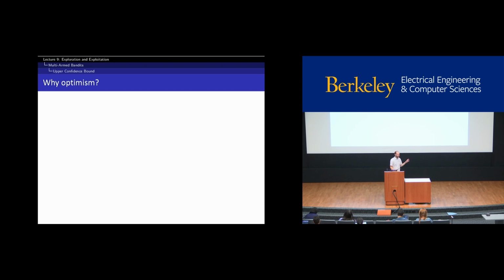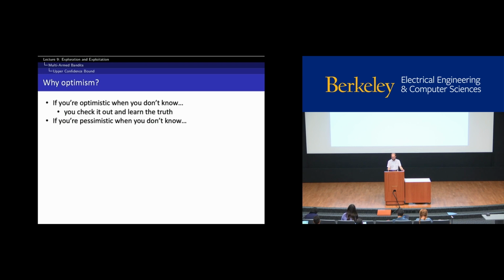Just stepping back at a high level, going away from the math and Hoeffding's inequality and all that, why is optimism a good idea here? If you're optimistic when you don't know for sure, then you check it out and you learn the truth. If you're pessimistic when you don't know for sure, you never check it out and you never learn the truth. So that's kind of the asymmetry here for why optimism promotes learning and pessimism doesn't.